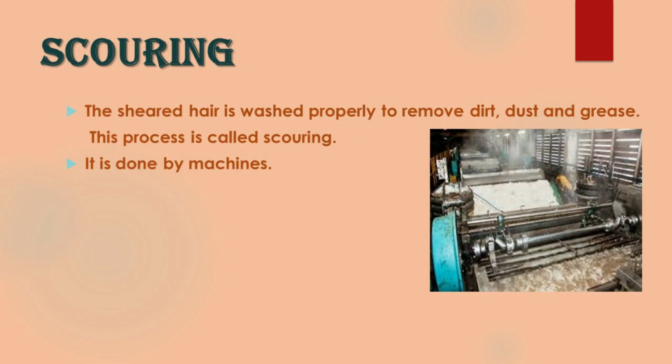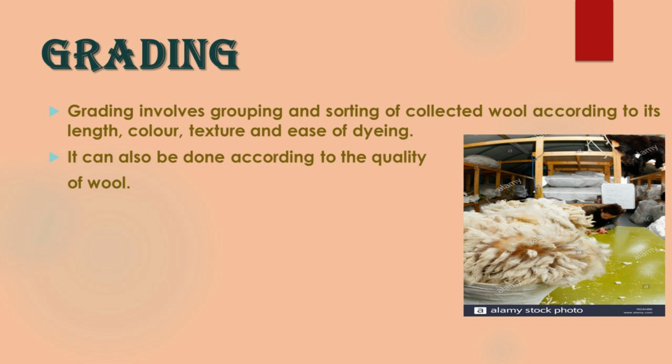Afterwards, scouring. In this process, the sheared hair is washed properly to remove dirt, dust and grease. It is done by machines. Then grading. This process involves grouping wool fibers according to their length, color and texture. Grading can also be done according to the quality of wool.